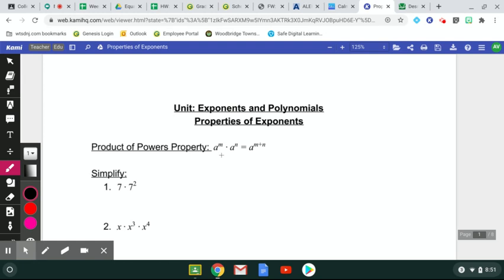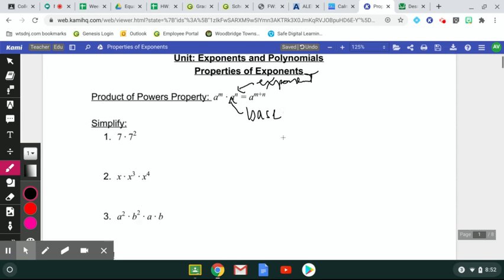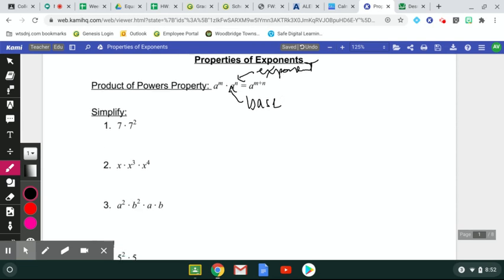So what it means is if you are multiplying two values that have the same base but different exponents, you can add the exponents. And just as a reminder, the base is this part, the A, that's the base. Then this part up here is called an exponent. The whole thing is a power. Sorry for my sloppy writing. Okay, so we're going to practice adding the exponents on these.